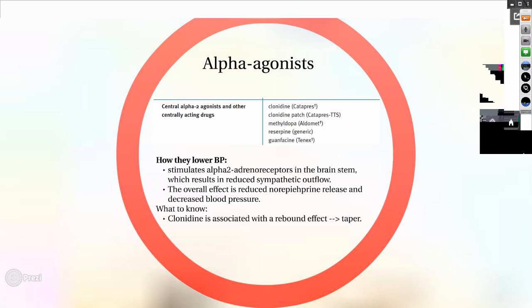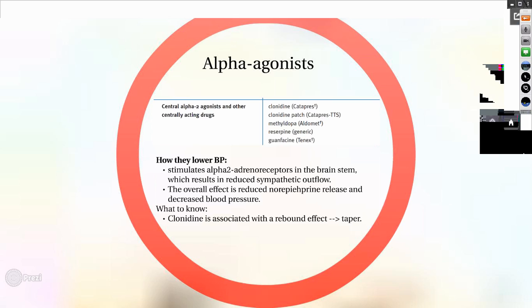Remember how we talked about the beta blockers and how norepinephrine and epinephrine are being released into that terminal, and their binding causes the transmission of our fight or flight response, right? These drugs start way up in the brain. They prevent that signal from even being generated. They agonize alpha-2 adrenergic receptors in the brainstem, which results in reduced sympathetic outflow. So this signal of, hey, let's rev everything up, is being inhibited, stopped, or slowed. The overall effect, therefore, is reduced norepinephrine release and decreased blood pressure.